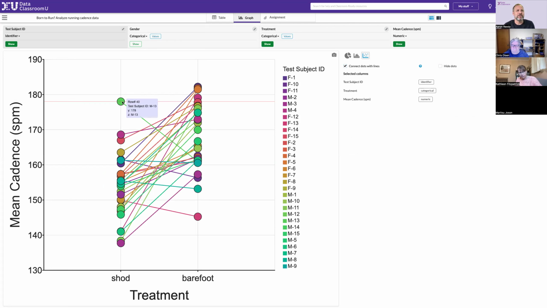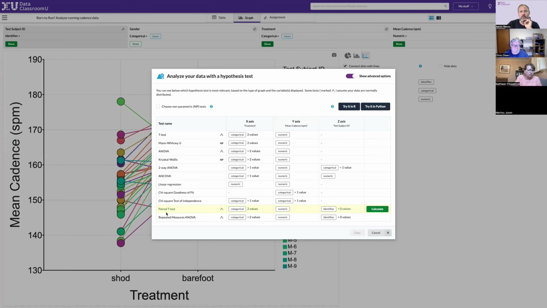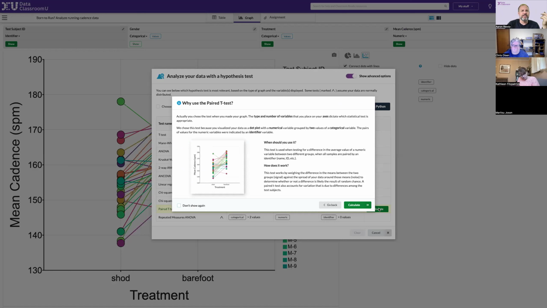We can see that test subject M13 had a lower cadence when barefoot, and then same with F10 slightly lower, M8 slightly lower, and F13 slightly lower, but all of the others went up. So 11 out of 15 had an increase. And if we statistically analyze this now, it will guide us to a more sophisticated analysis. It will guide us to the paired t-test, which is sort of the same.